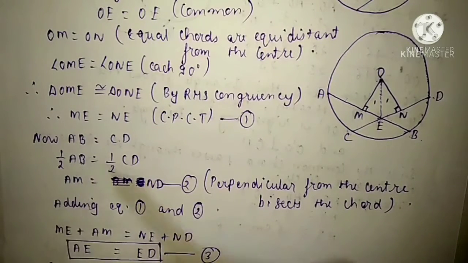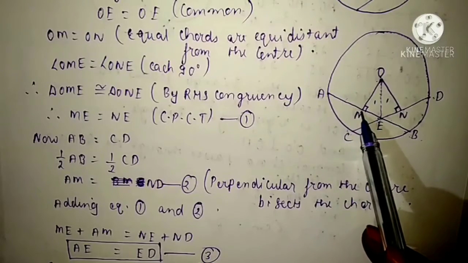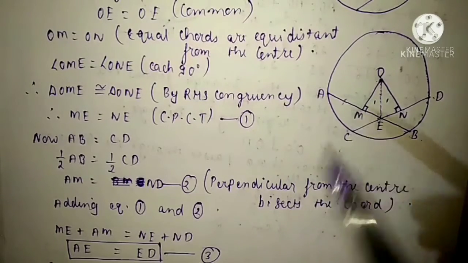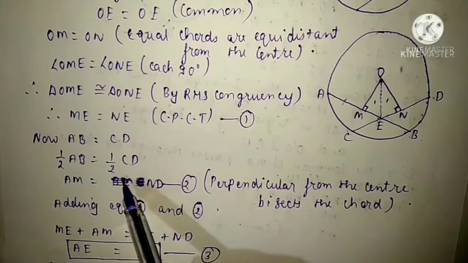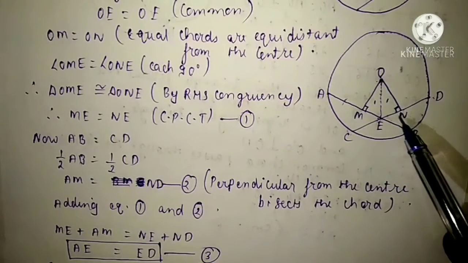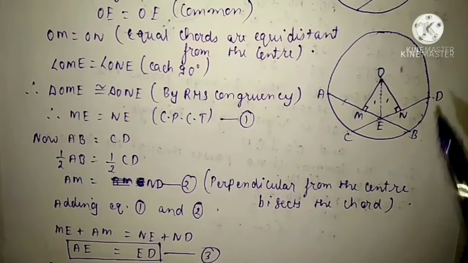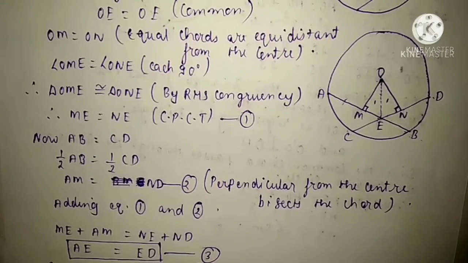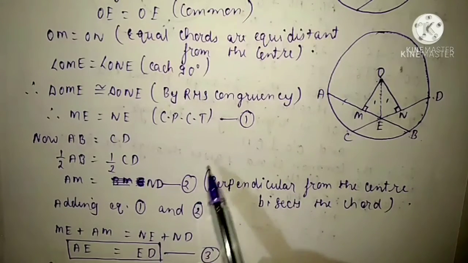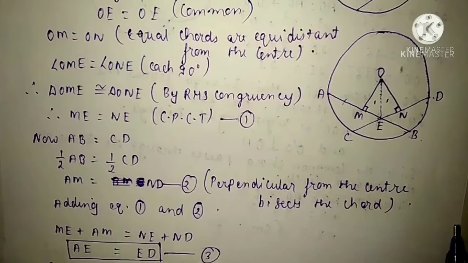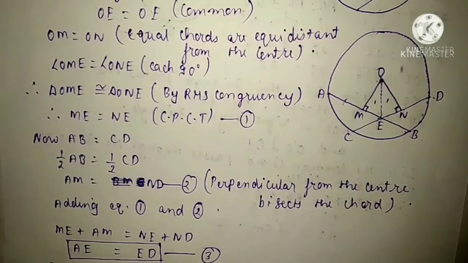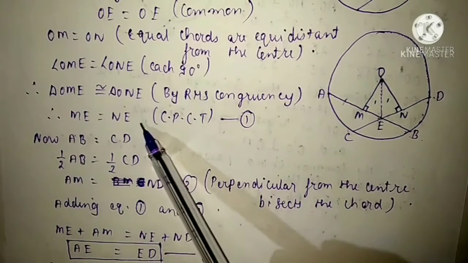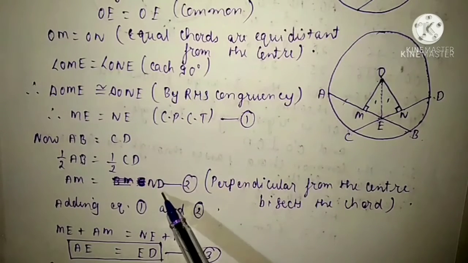So half of AB will be equal to AM. Half of this AB will be equal to this AM. And half of CD will be equal to this ND. So instead of half of CD we will write ND. Now name this as equation number 2. The reason will be our theorem: perpendicular from the center bisects the chord. Now we will add equation number 1 and 2. So adding equation 1 and 2, ME plus AM is equal to NE plus ND.